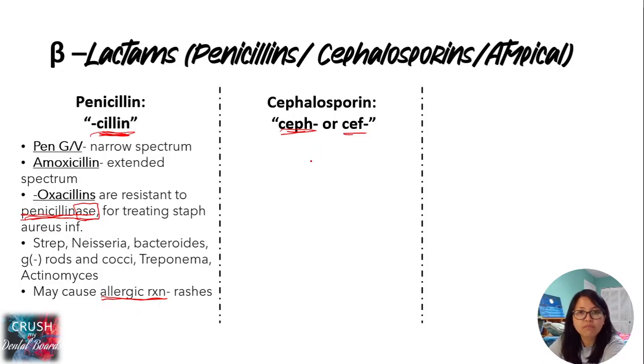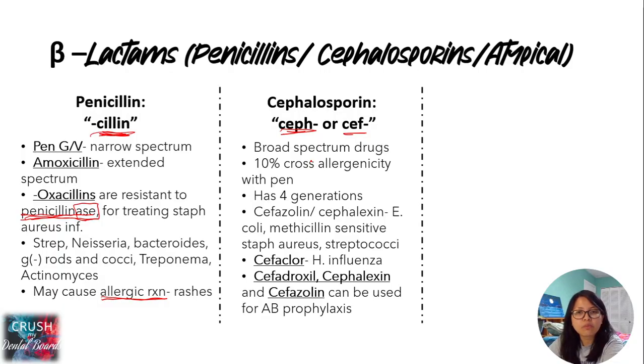They're pronounced the same. They're both Ceph. So cephalosporins. Now, cephalosporins would differ from your penicillins. For one, they are broad spectrum drugs. Now, people who are allergic to penicillins can also be allergic to cephalosporins. Why? Because it has 10% cross-allergenicity with penicillins. Now, cephalosporins has 4 generations, meaning there are 4 generations of drugs that are out in the market today, and we'll see it on the next slide.